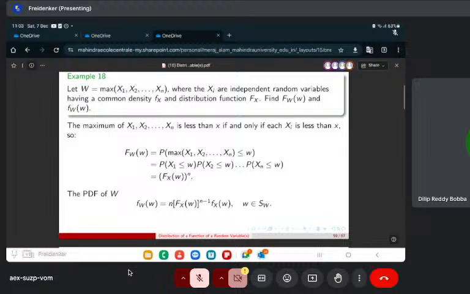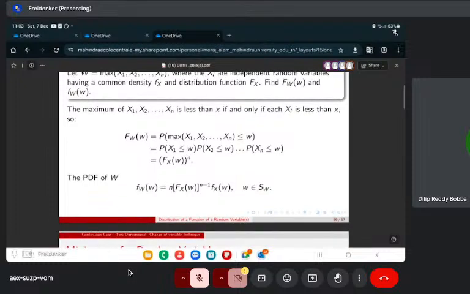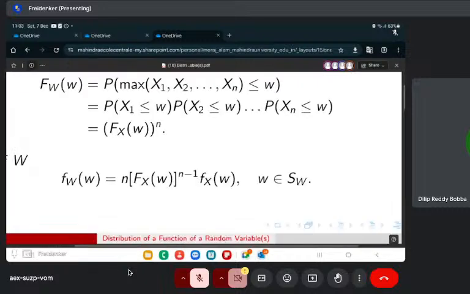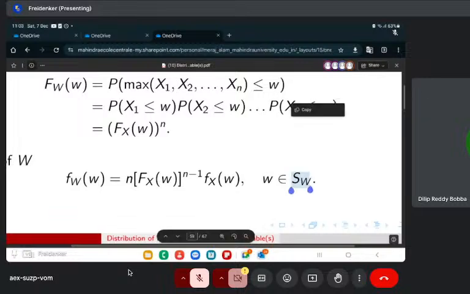Just differentiate, done. But when you're writing the CDFs and PDFs, be sure to mention what the range is. So if it's a function of w, where is w coming from? If it's a function of x, where is x coming from?